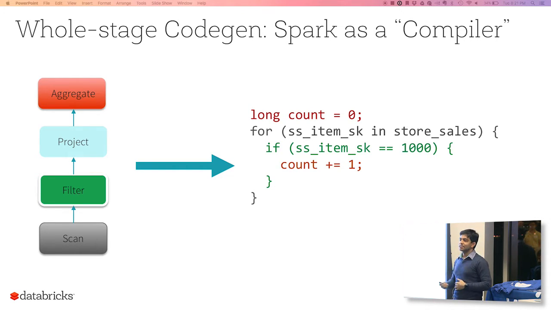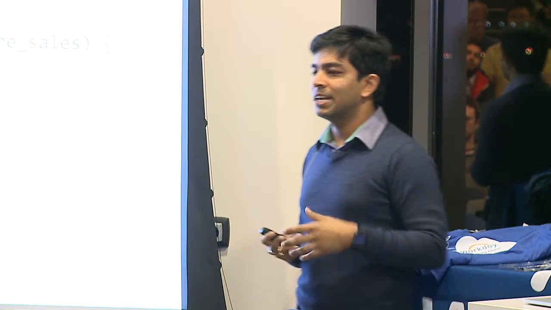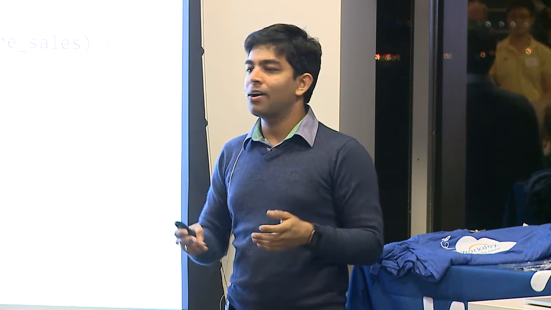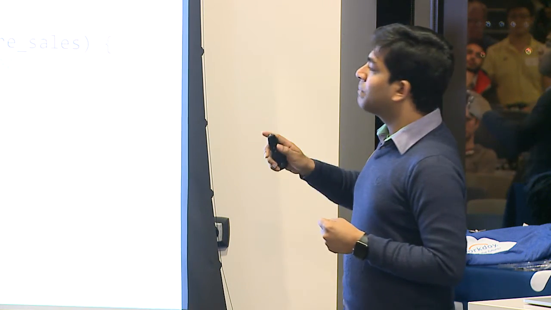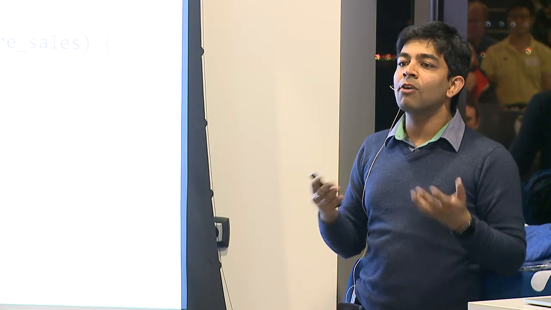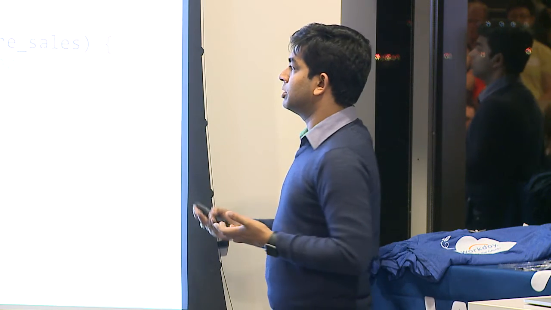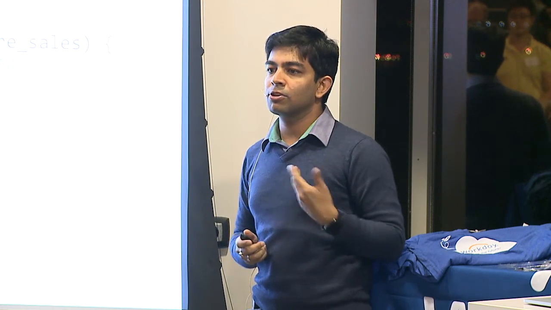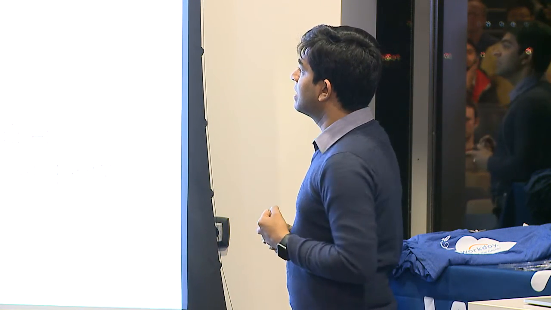in order to speed up queries like this. I didn't actually go into a lot of details about whole-stage code generation. I gave a much deeper dive talk in a couple of meetups before. But this is a high-level idea of how Spark does whole-stage code generation and generates code that looks like this by looking at your queries.